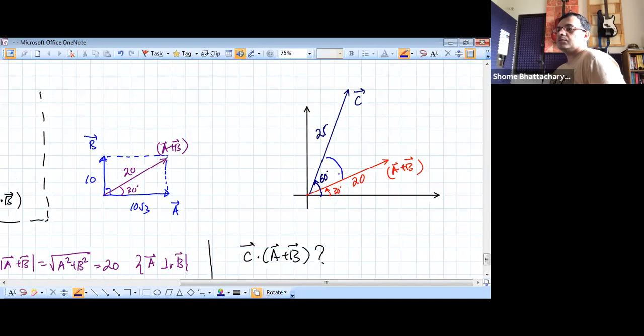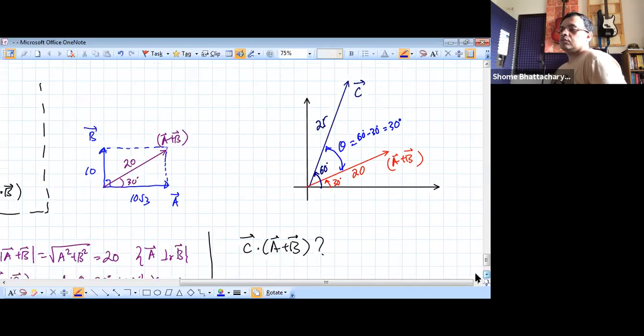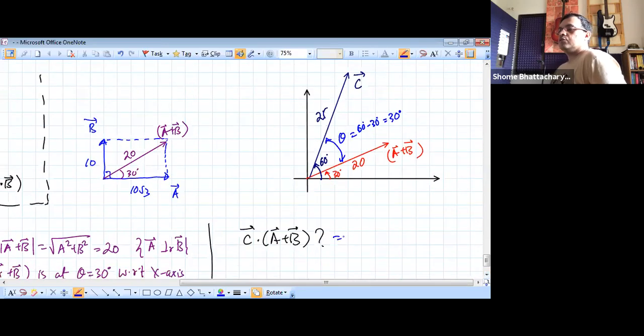That angle is this one. This theta is going to be 60 minus 30 or 30 degrees. Okay. So this is going to be magnitude of C multiplied by magnitude of the vector A plus B multiplied by cos of the angle between them. So magnitude of C is 25, magnitude of A plus B is 20, and this is cos 30.